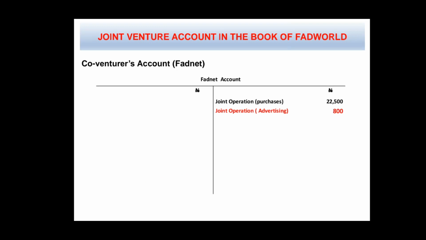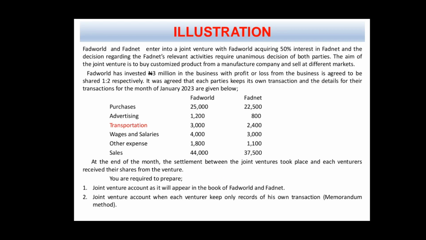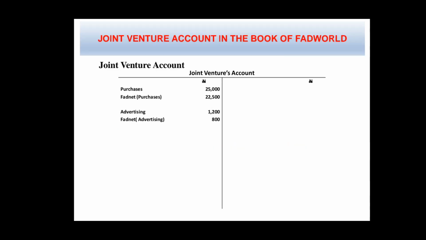Next entry, we have transportation. So Fadward is 3,000 naira. So let's go to the joint ventures account. We have our transportation 3,000 naira. Remember, Fadward is the one preparing the account. The corresponding entry for this transportation would have gone to the transportation account in the books of Fadward. But the account he is preparing now is the one that has to do with both him and the venturer. So that's the reason why the corresponding entry for that one is not revealed. So we are only focusing on the co-partner, which is Fadnet.